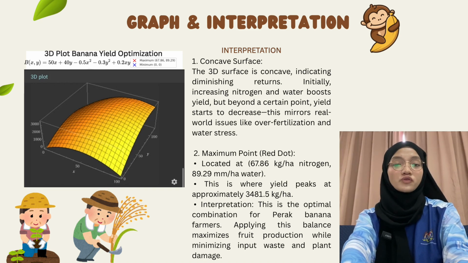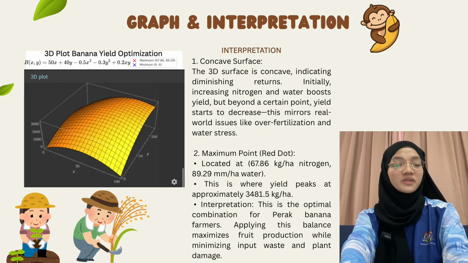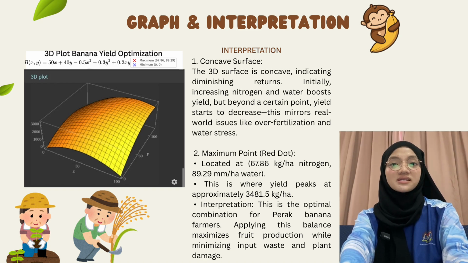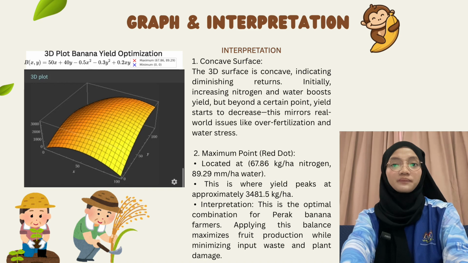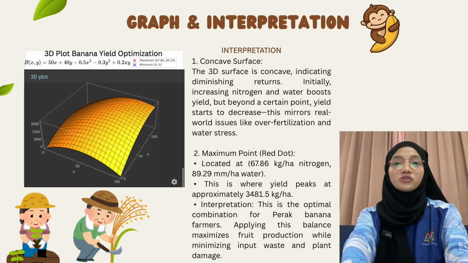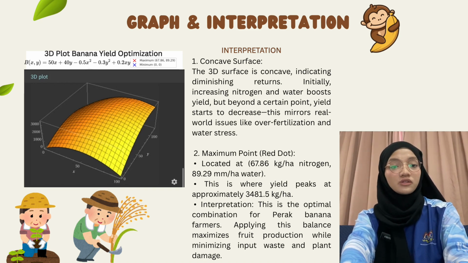The surface shows a concave shape, demonstrating that the yield initially increases as we add more inputs, but then decreases after passing the optimal point. This matches our understanding of real-world effects like nitrogen burn and waterlogging that occur with over-application. The most dramatic yield reductions appear at the graph edges: when nitrogen approaches 100 kg with little water, or when water approaches 100 mm with little nitrogen, yields drop sharply towards zero.